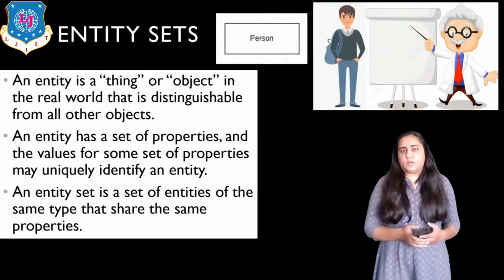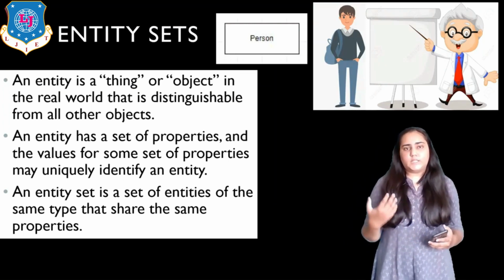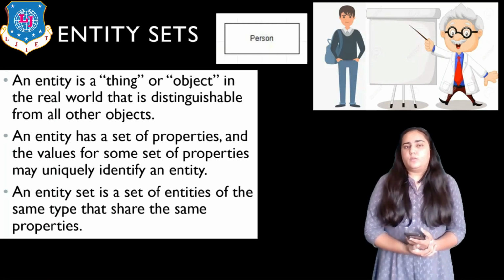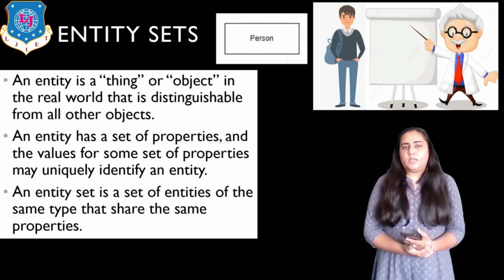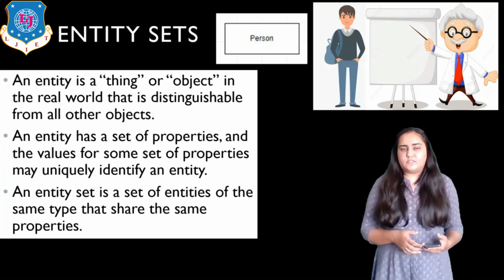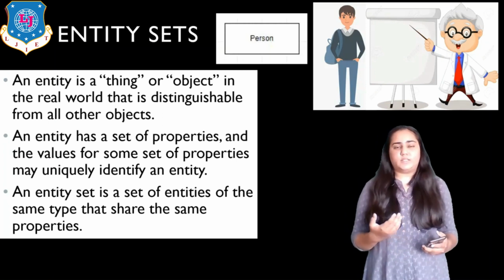This brings us to a more efficient way of representing the database, and that is the entity relationship model, which is also known as the ER model. And in the ER model, the E stands for entity sets. So first we're going to see what an entity set is.